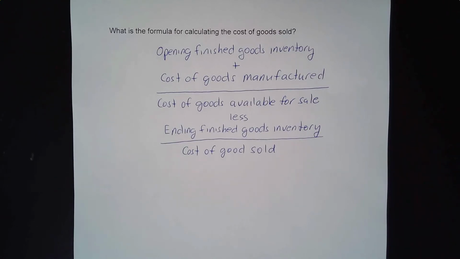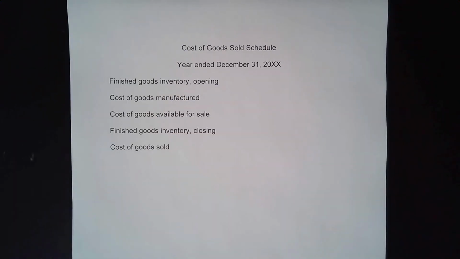What would this look like for ABC Manufacturing Limited? We're going to start with the company name, ABC Manufacturing Limited, then the name of the schedule, Cost of Goods Sold Schedule, and the date, year ended December 31st, 20XX. Now, some of these amounts are going to come from our listing from the previous video. Let's just take a quick look at them.